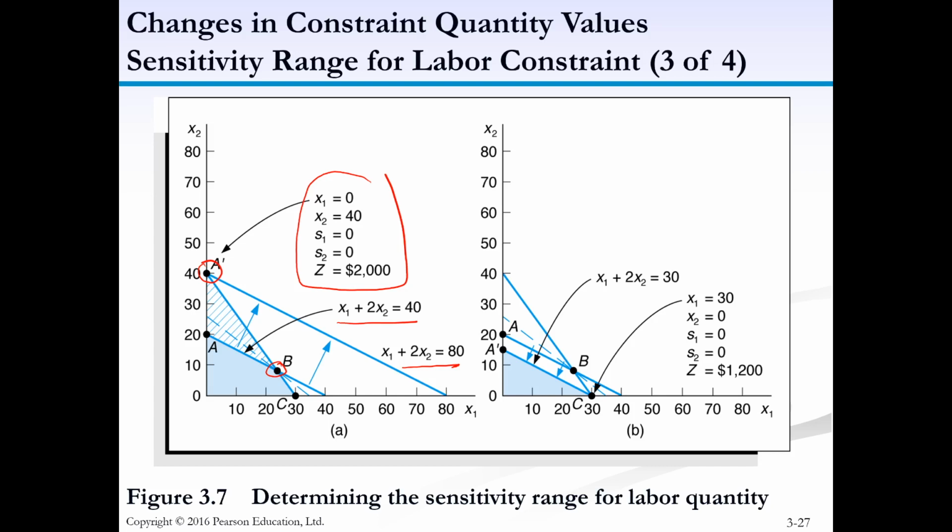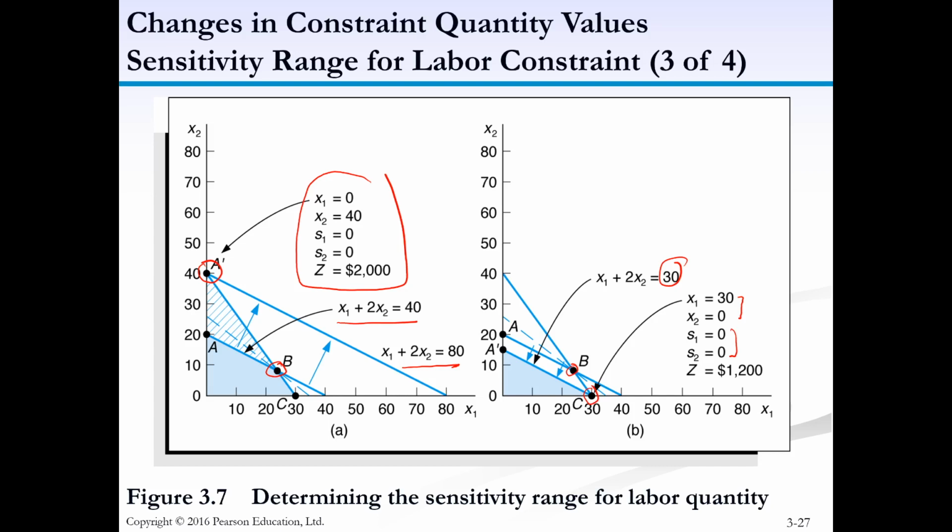Maximum we can change. On the other hand, when the constraint x1 plus 2x2 is equal to 40 is decreased to 30, we can see that point B now moves to a new point C here, and here we have x1 is equal to 30, x2 is equal to 0. Now one variable is 0 and another has a positive value, and the two slacks are again 0. So this is the minimum right hand side of the constraint.